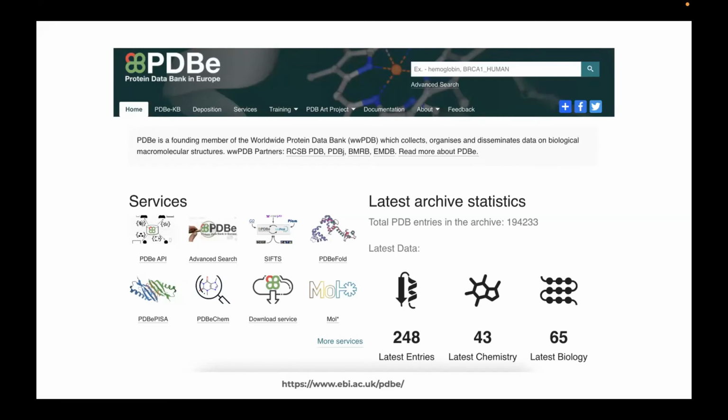PDBe is the founding member of the worldwide Protein Data Bank, wwPDB, which collects, organizes and disseminates data for biological macromolecular structures. There is a lot of information and structures that can be downloaded from here, and you can understand some of the chemistry and how it is connected.